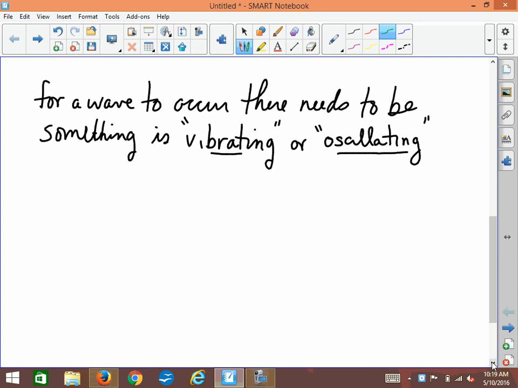Now, the something that is doing the vibrating, whatever that is, has a special name. It's called the medium of the wave. It's important for us to distinguish that the wave itself is not the thing that's vibrating, but it's the phenomenon that appears when something vibrates.